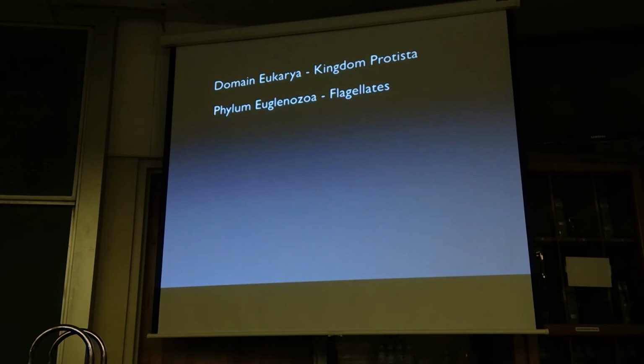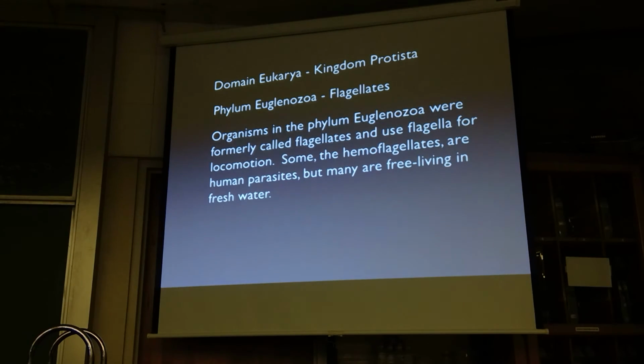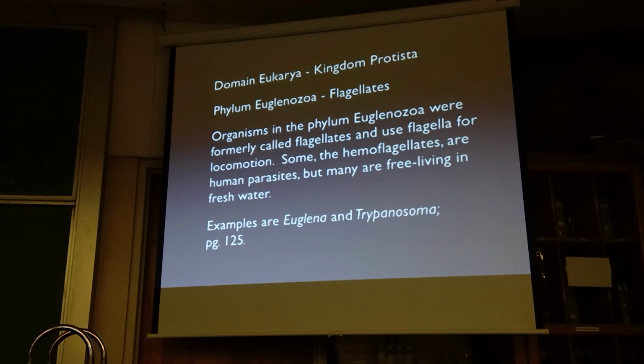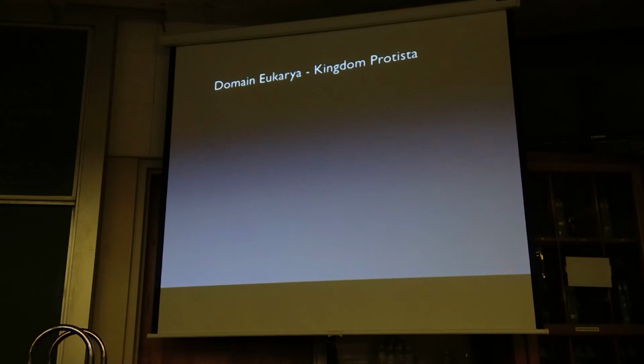Next phylum is the phylum Euglenozoa. These are flagellated, and some of them look like algae because they have chloroplasts. Most of them are free-living, but what people have found out is that the hemoflagellates, the blood parasites, trypanosomes and leishmania, they're more closely related to Euglena than anything else, so they are in this phylum, the phylum Euglenozoa.